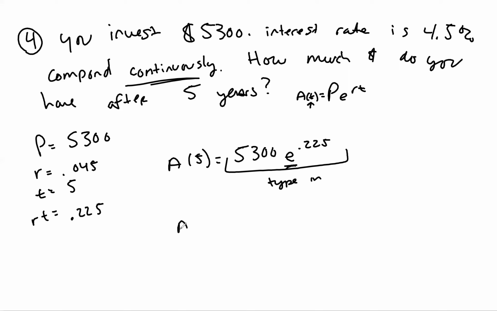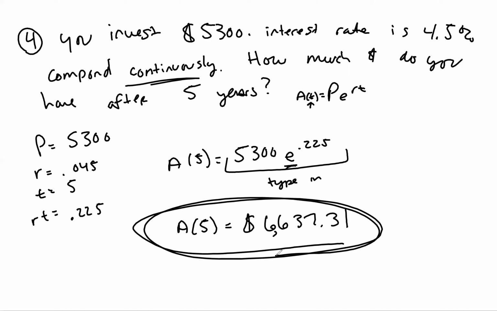So when you type this in and calculate it, and since we're talking about money, we're going to put a dollar sign. You should get 6,637 rounded off to 2 decimal points, .31. So the answer is $6,637.31. Done. So that's how much money you'll have after 5 years. Okay, next, number 5.